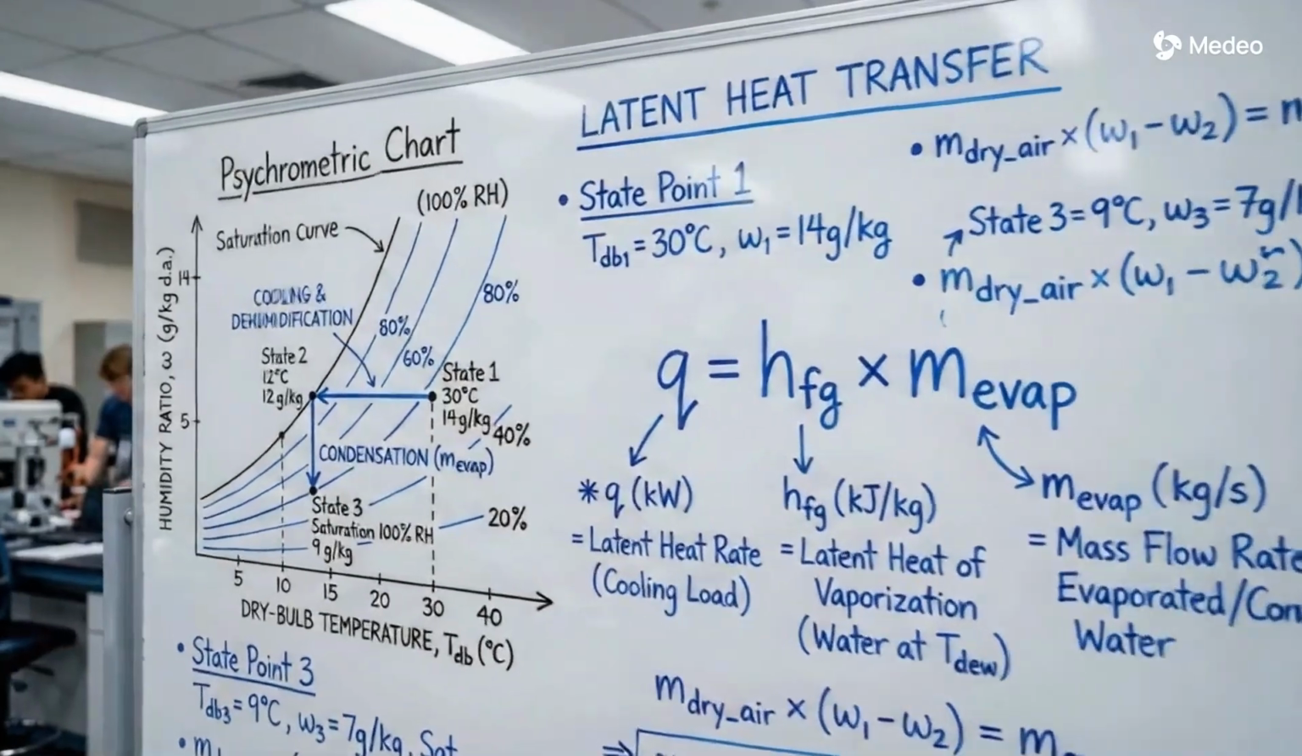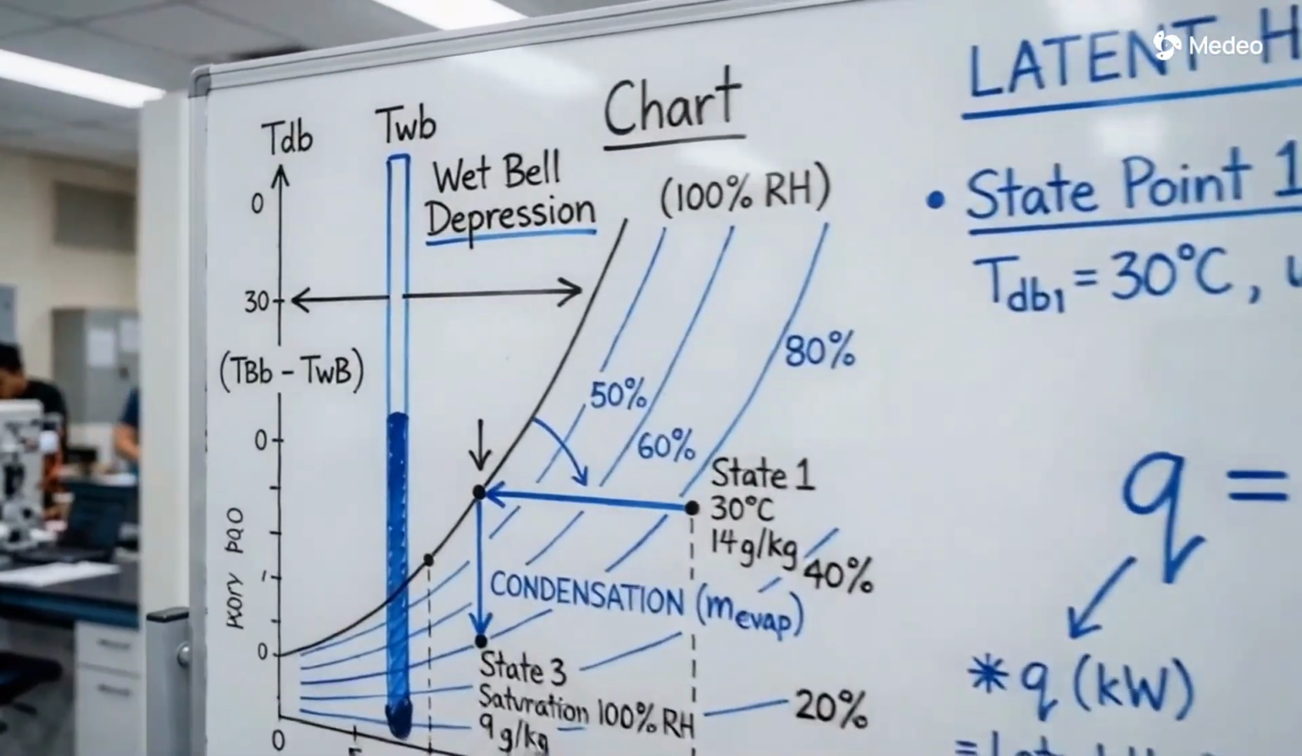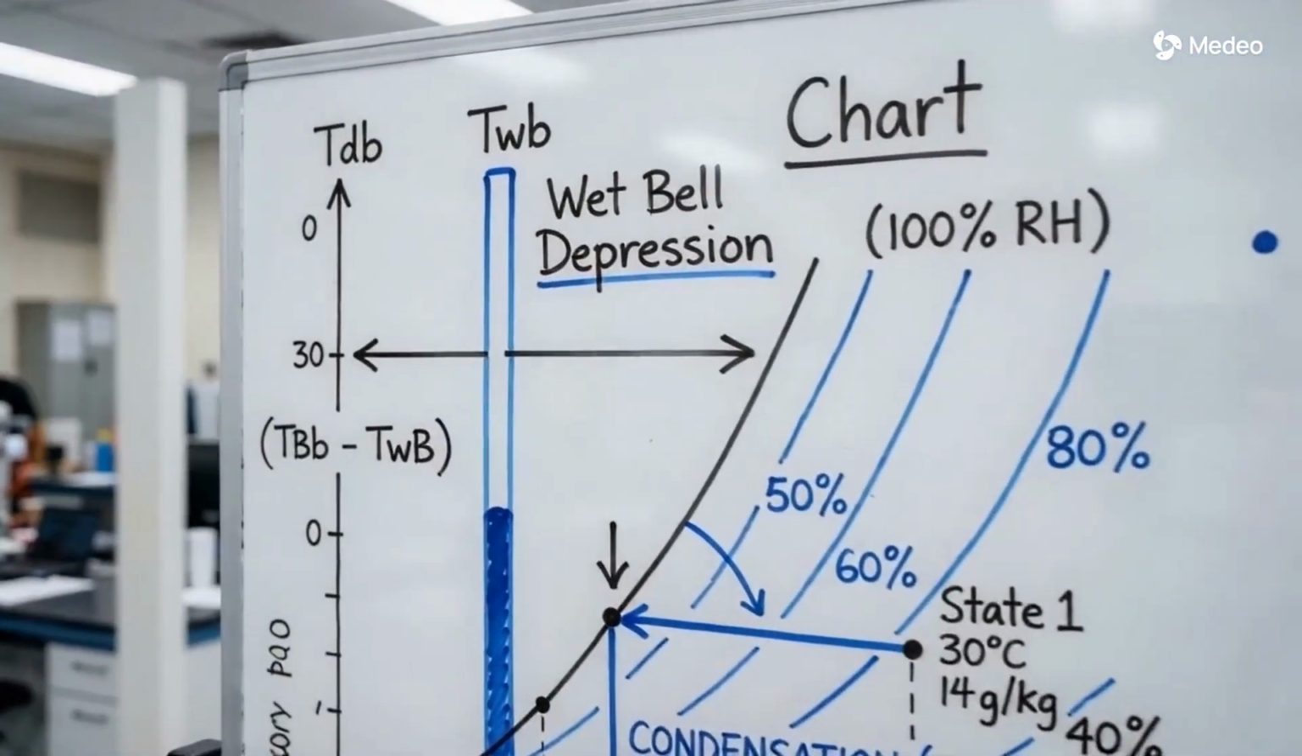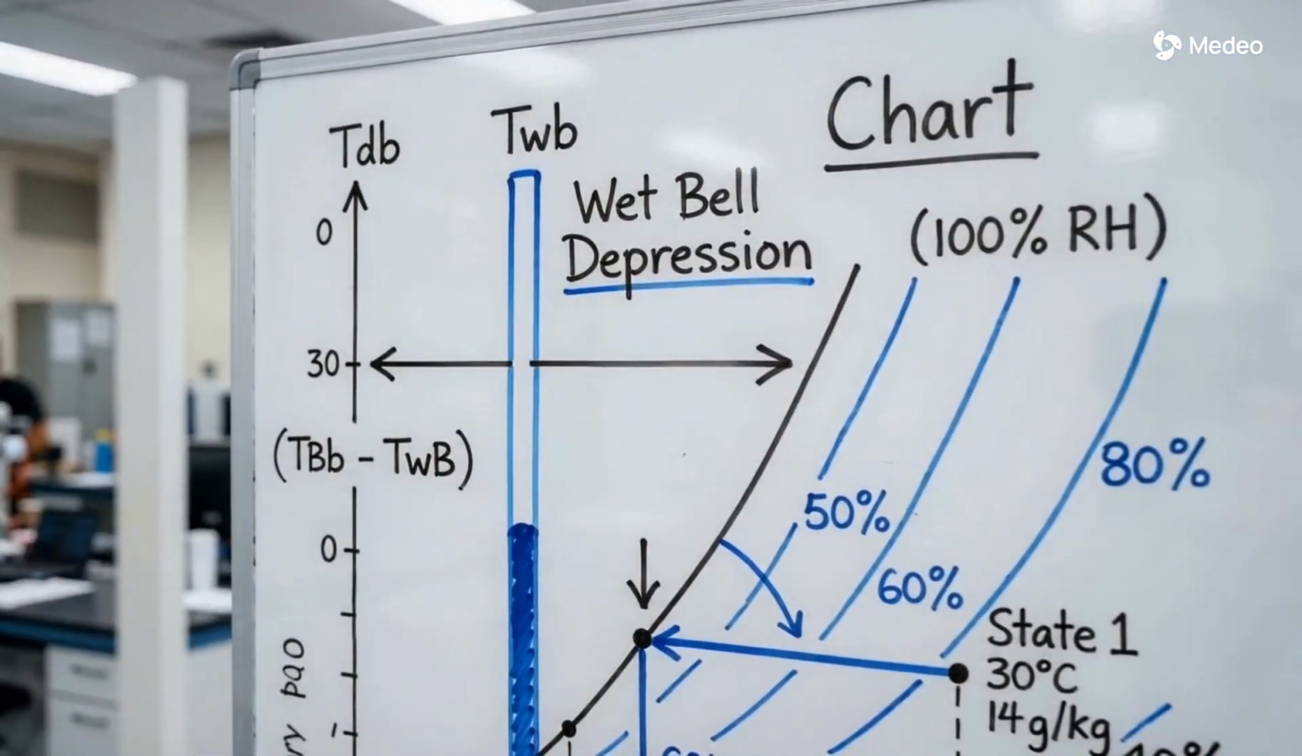So what's the difference? Dry bulb temperature tells us how hot the air is. Wet bulb temperature tells us how much cooling is possible through evaporation. The difference between dry bulb and wet bulb temperature is called the wet bulb depression, and it directly relates to humidity. The higher the humidity, the smaller the depression.